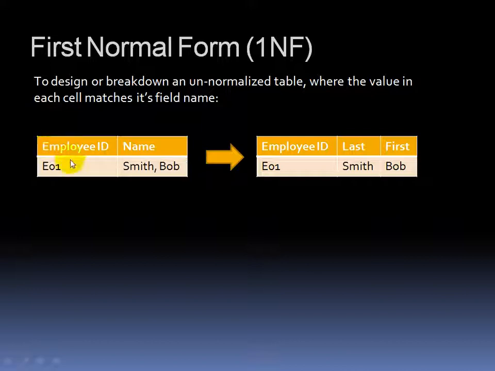So, for example, over here we have the table. Does the value here, employee ID, match the field name employee ID? Of course. Does the last name value match the field's name? No. First name? No. So we come over here and we break it down and say that the last name has the last name field name, the first name has the first name field name, and that's how we properly break that down and normalize it, by making sure the value in each cell matches its field's name. So again, last to last, first to first.